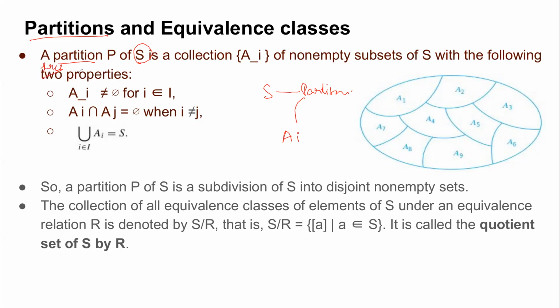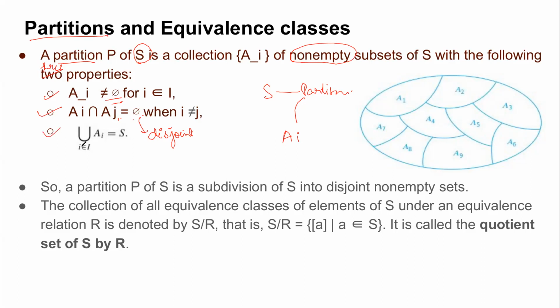The properties are: first, each of these partitions should be non-empty, which is stated in the definition. Second, the intersection of the partitions should be empty. If their intersection is empty, what kind of sets are these? If I have 2 sets whose intersection is empty, excellent, very good. These are disjoint sets. That means the partitions of a set should always be disjoint. They should have no common element.